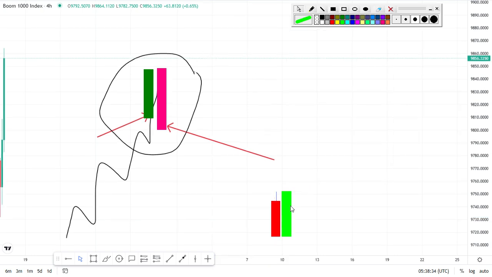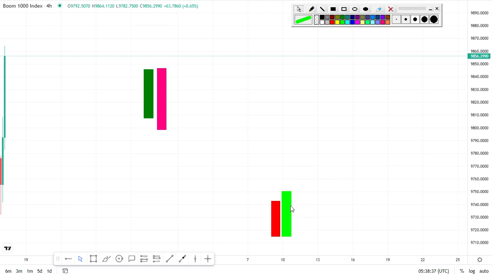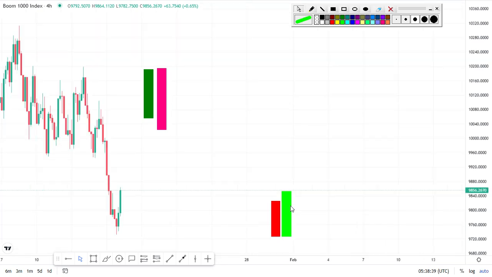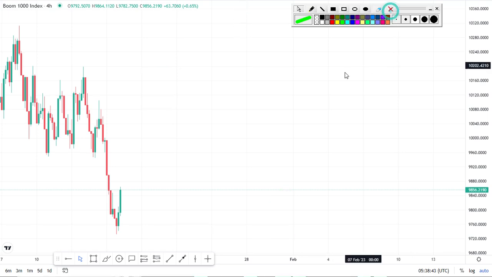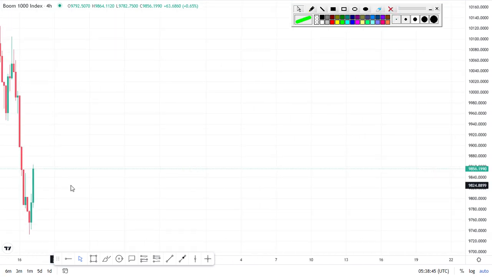Okay, so the next candlestick pattern I'm going to be sharing is the morning star or evening star. I don't know what you call it. Morning star and evening star. So this is a kind of combination of both the bearish engulfing and one more candle. So what do I mean?